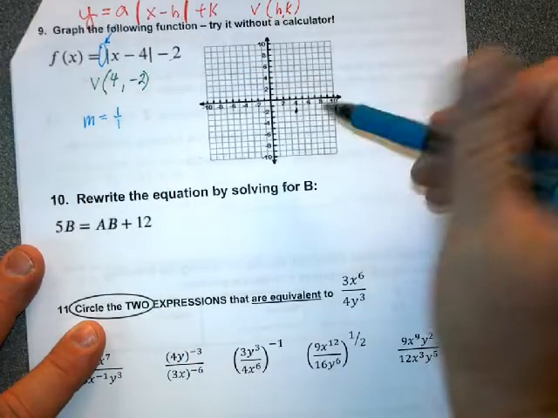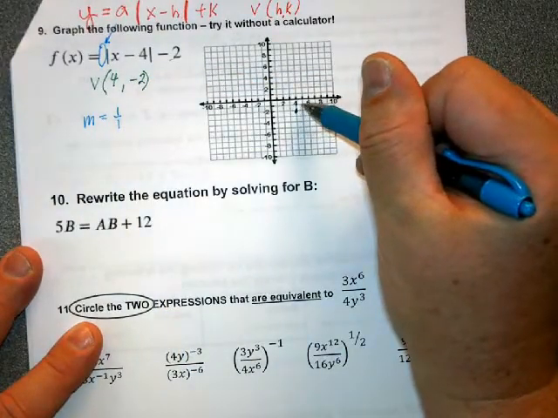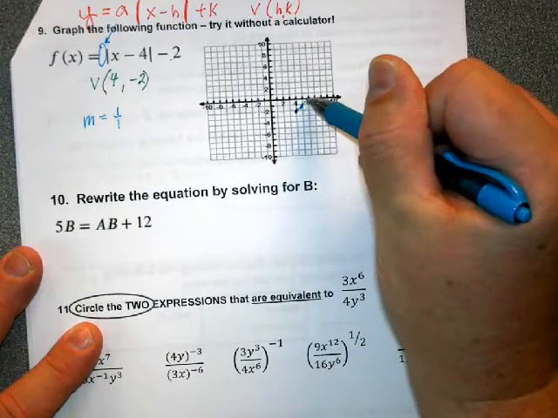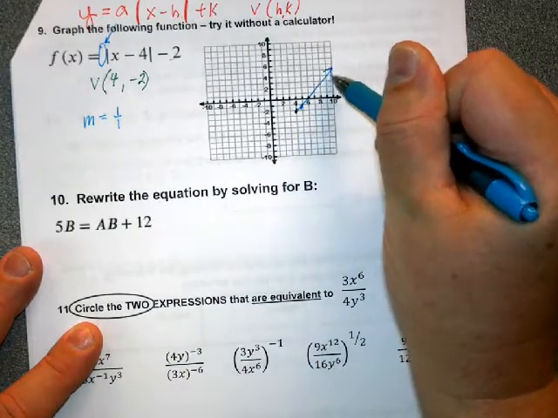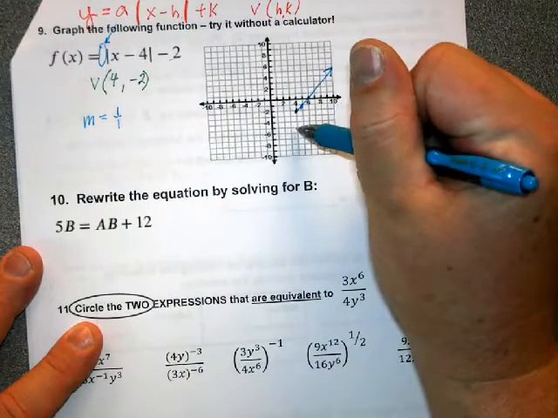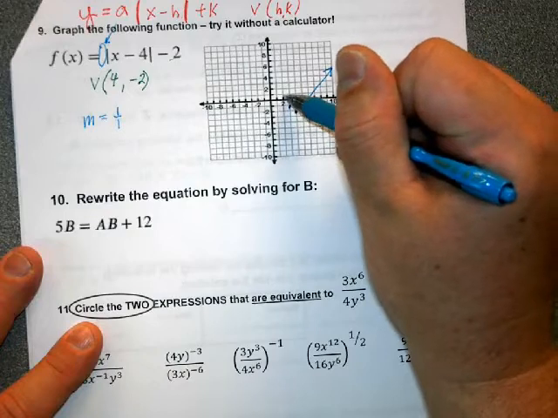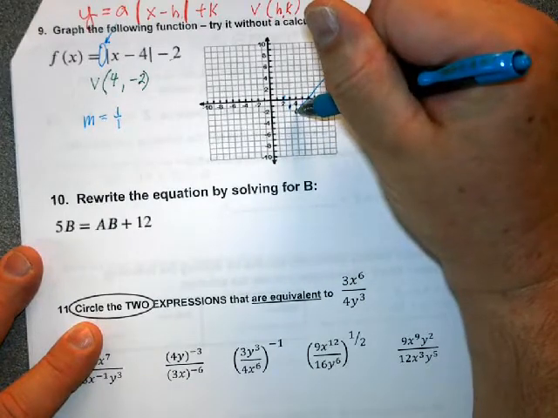So I'm going to go up 1, to the right 1, up 1, to the right 1. Here's the right side of my V. And I have a line of symmetry here, so I'm going to go up 1, to the left 1, up 1, to the left 1. Here's my other side.